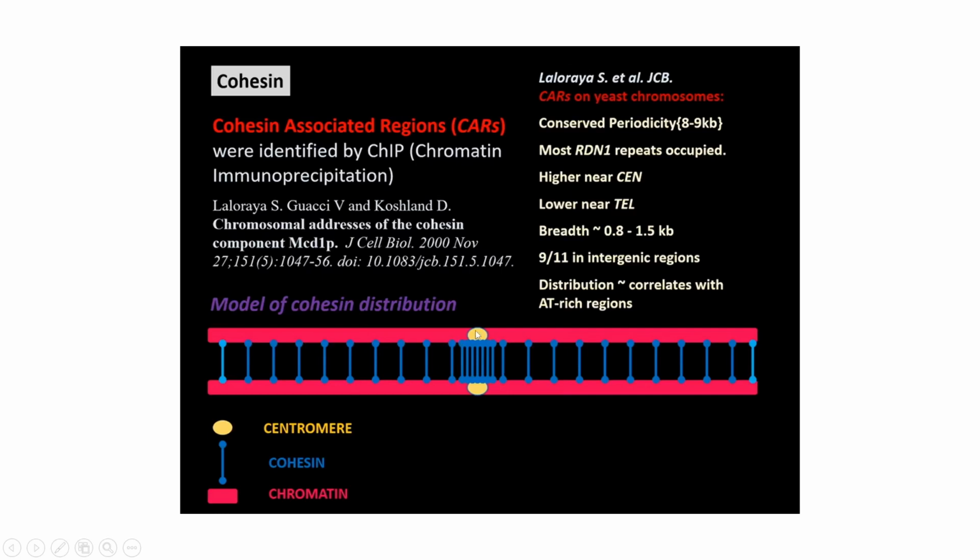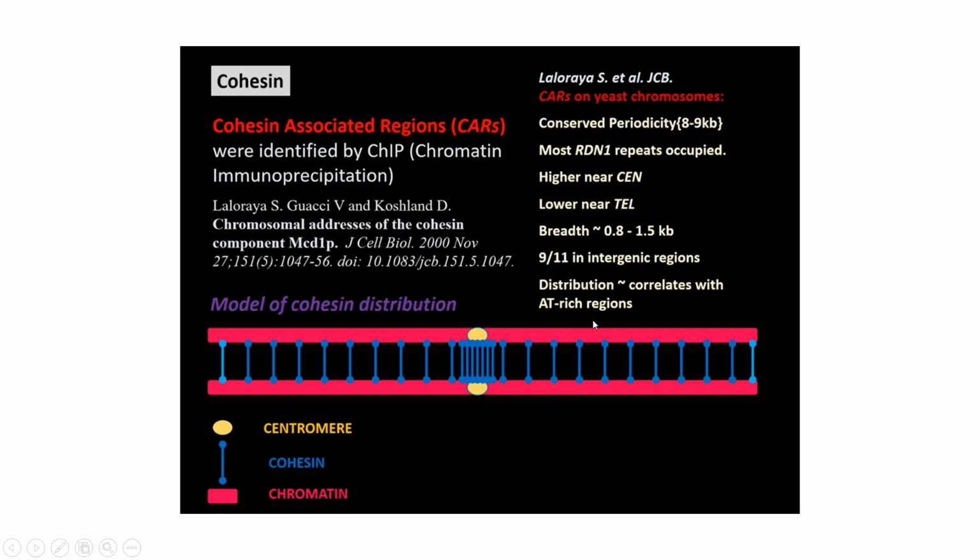And the cohesin motifs were highly present in the centromere region. In the centromere region, the cohesin motifs were very high in number. They detected that the cohesin subunits were very high in number in the centromeric region, whereas at the telomeric region, the cohesin subunits are very low. The distribution correlates with the AT-rich region.